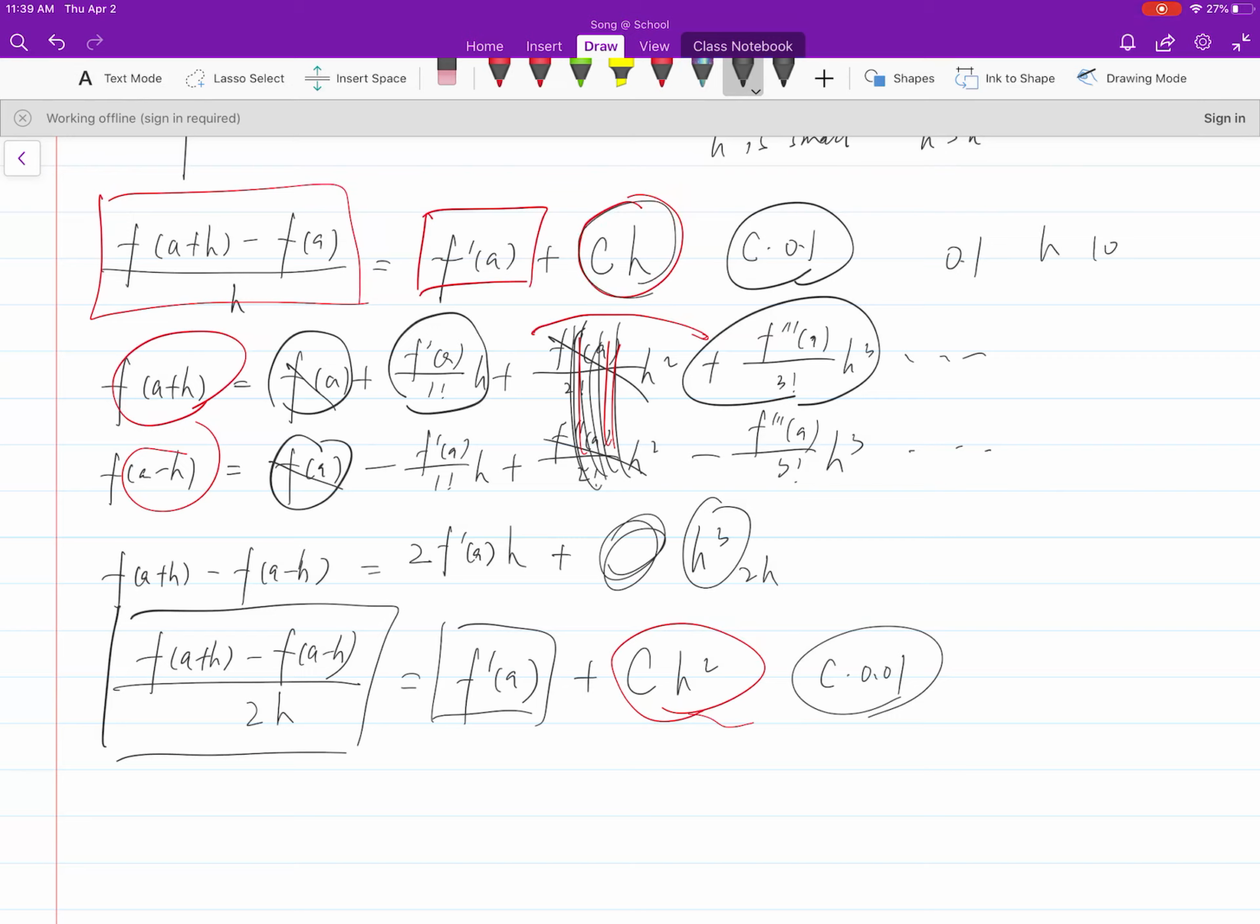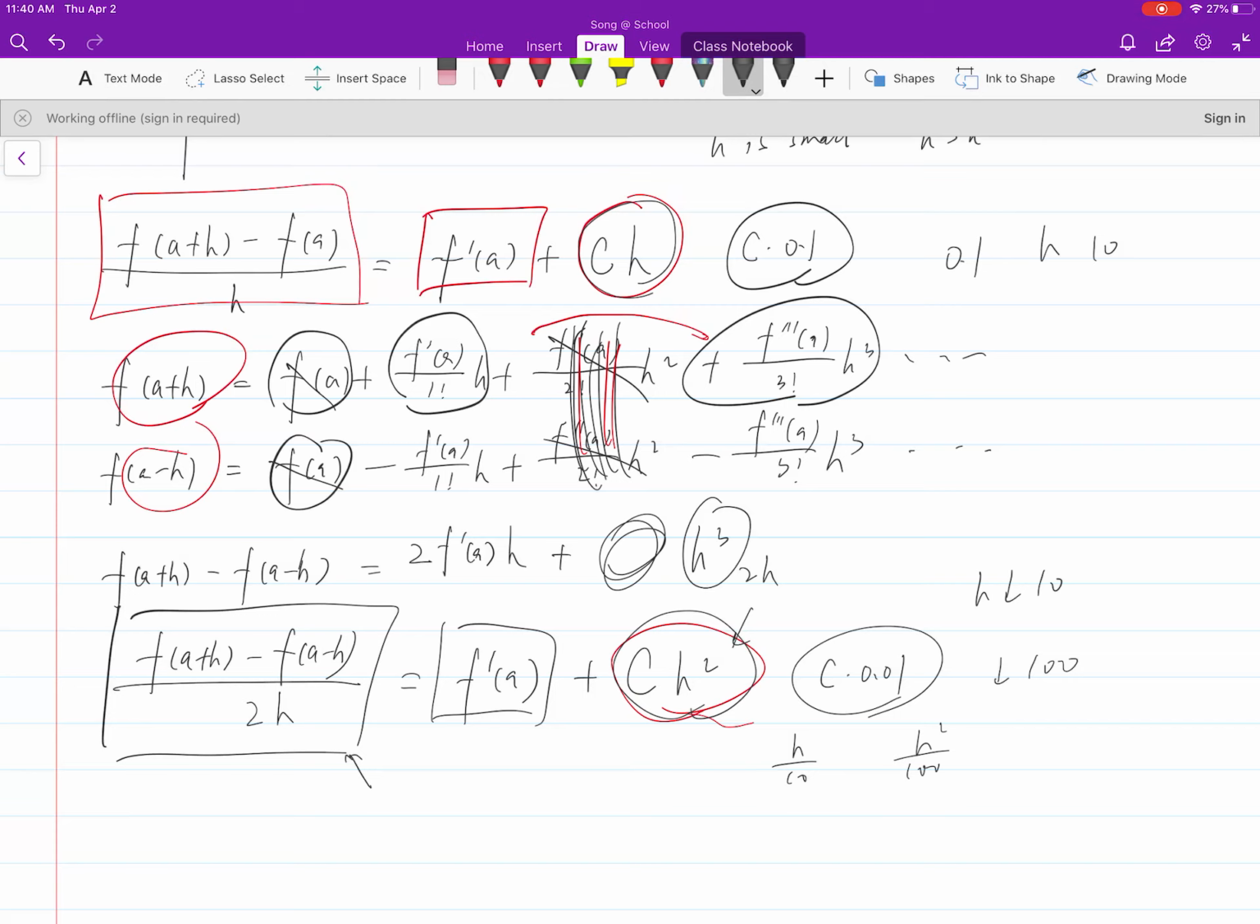Another thing to think about is here. If I reduce my h by a factor of 10, the error here is going to reduce by a factor of 10. But if I reduce my h by a factor of 10, the error here is going to reduce by a factor of 100 because it's h squared. If you divide h by 10, then h squared becomes h squared over 100. Good so far. So through the analysis of Taylor series, we found this formula is better.